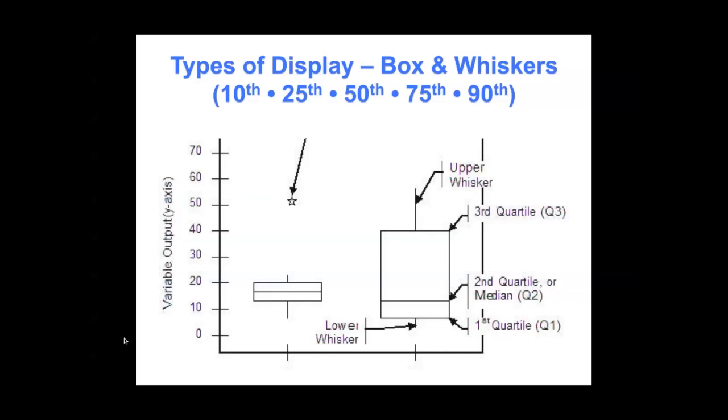It shows you the box itself. The lowest bottom of the box is the 25th, the middle is the 50th, and the top of the box is the 75th percentile rank. The lines that extend above go up to the 90th, and the line that extends below goes down to the 10th. And this is called a box and whiskers plot, and helps you see the distribution of students in the box, which is where most of the students should be performing.